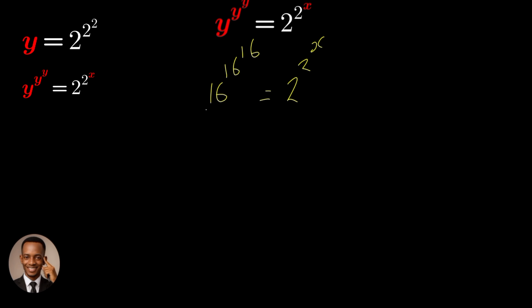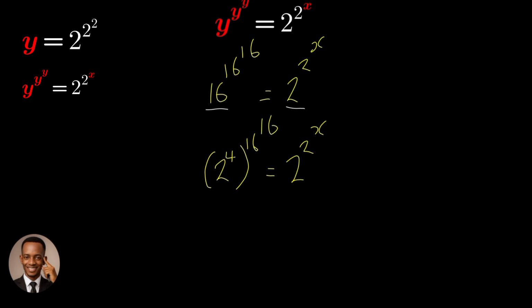According to the law of indices, if the base of the two sides of an equation is equal, then they can easily cancel out. Therefore, we can rewrite this as 2 to the power of 4, then all to the power of 16 to the power of 16, equals 2 to the power of 2 to the power of x. Yes, because 2 to the power of 4 is 16.